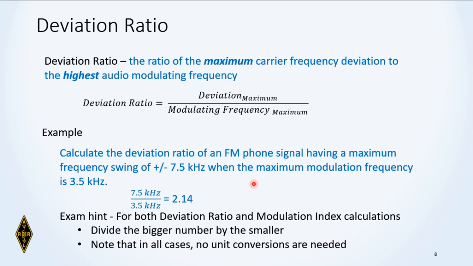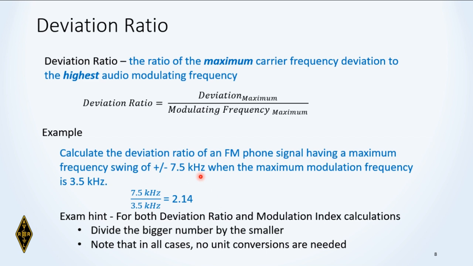And then there are, I think, three calculations in this section. And the way that we could apply that here, it says calculate the deviation ratio. This is an actual pool question. Calculate the deviation ratio of an FM phone signal having a maximum frequency swing of plus or minus 7.5 kilohertz.